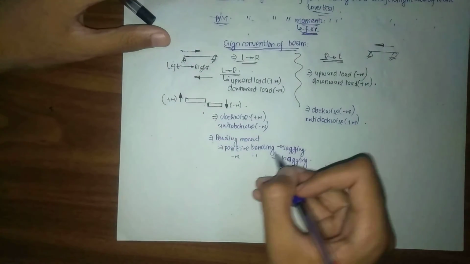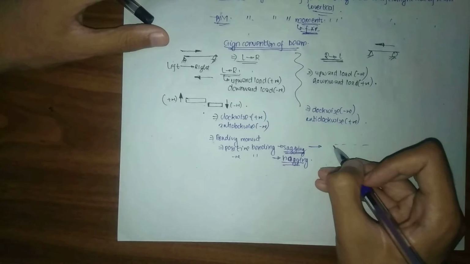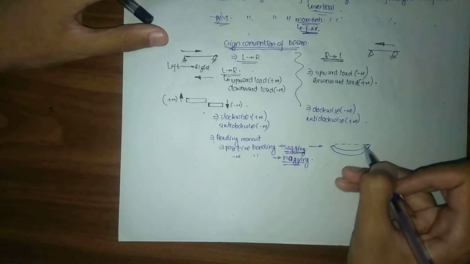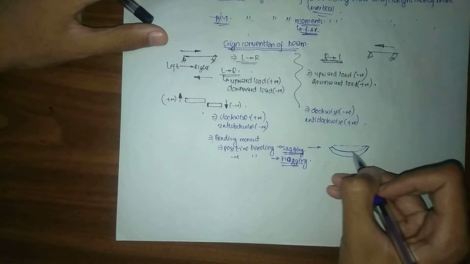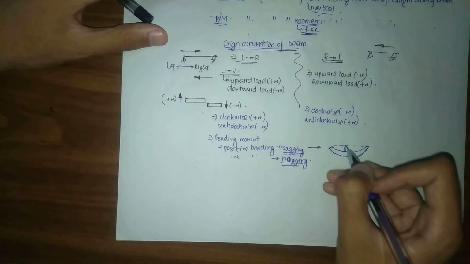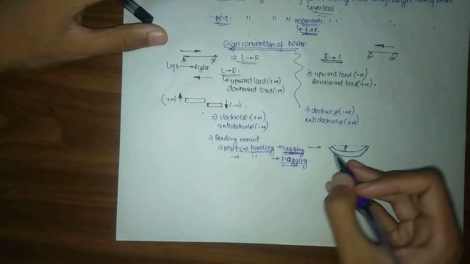Hogging. So what does sagging look like and what does hogging look like? If you take a certain portion of the beam, and it bends such that the center of curvature lies above the beam, so the center of curvature of the beam is above the beam. This type of bending is known as positive bending or sagging.